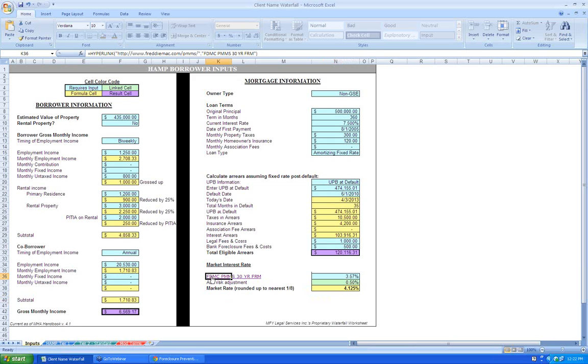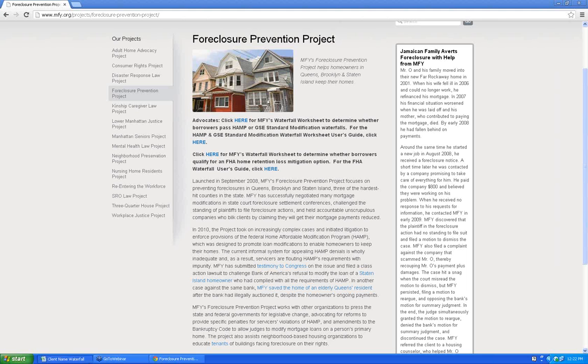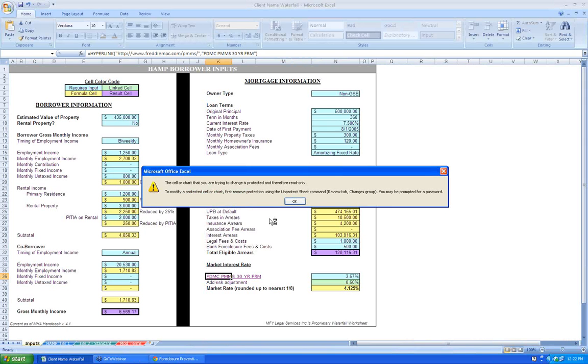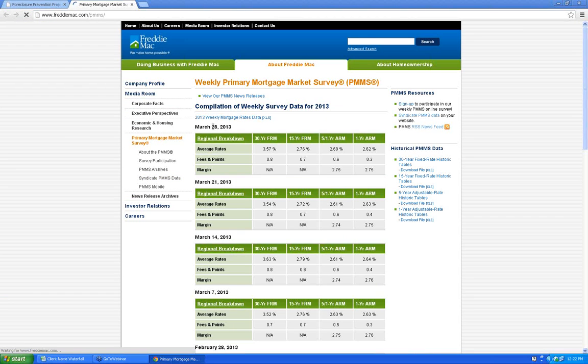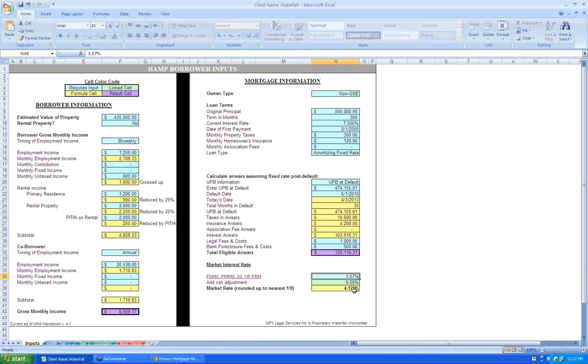Let's see if that looks up. There we go. So this will load up in a second. There we go. So for right now, the 30-year fixed rate mortgage is 3.75. So you just enter that in there.